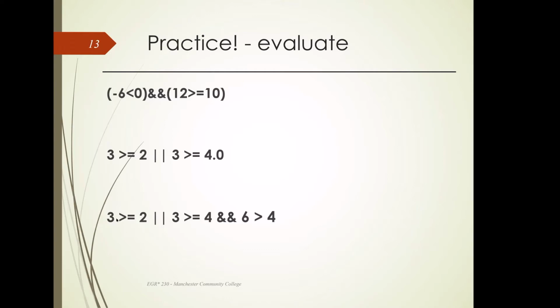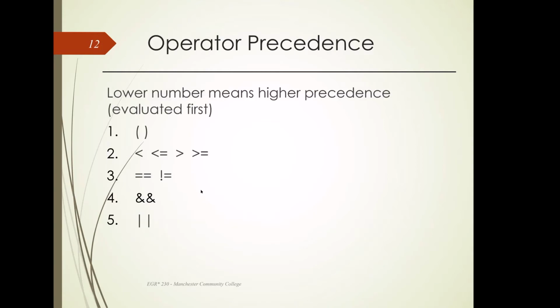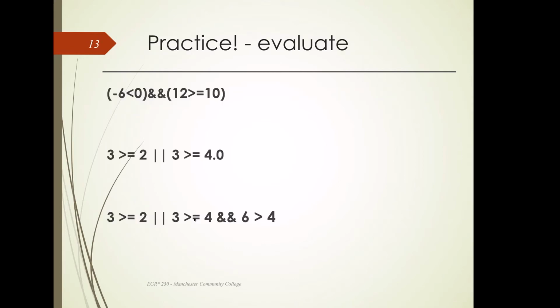Okay. Now let's look at the next one. Relational operators are first, so this is going to be first. And also, it gets evaluated left to right, so it starts at the left and goes to the right. So this one is true. This one is false. And this one is true. Okay, so now I have true, false, true. Now the question is which gets evaluated next, the or or the and? If we go back up, we see and gets evaluated before or.